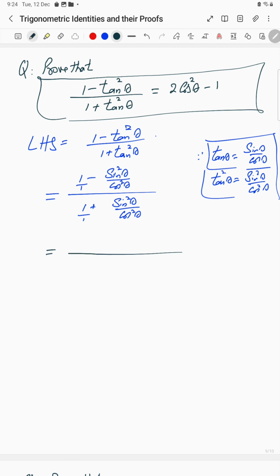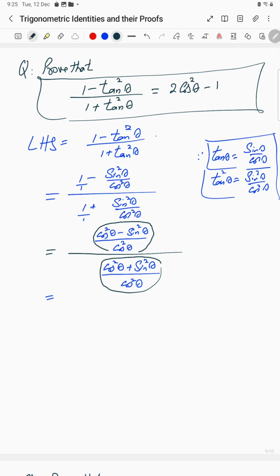What comes? This is the whole divisor. We have the LCM here, cos square theta, in the numerator, and that will be cos square theta minus sin square theta, and the same in the denominator, cos square theta becomes the LCM, it will be cos square theta plus sin square theta. Okay, now you can see we have one term in numerator and one term in ratio form in denominator. So I can write it as cos square theta minus sine square theta divided by cos square theta.